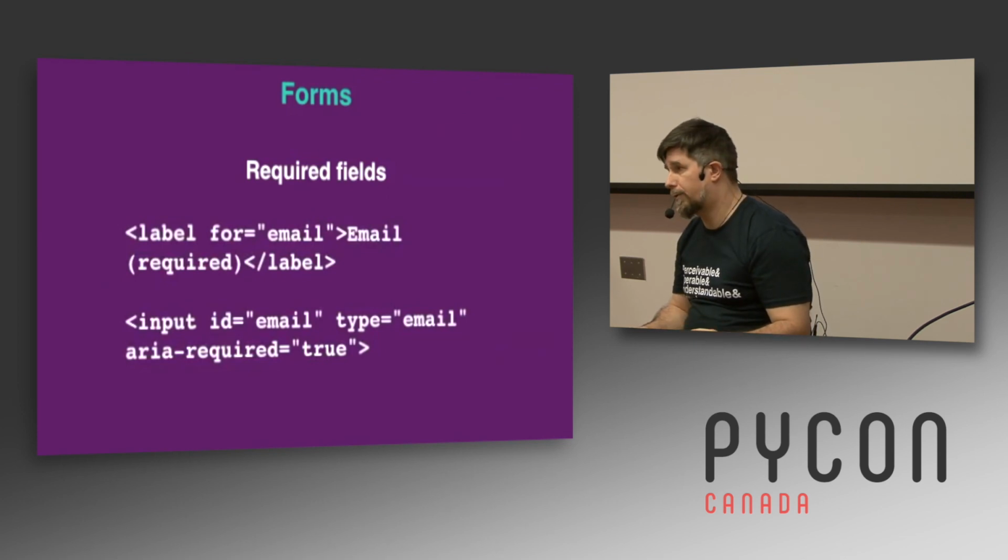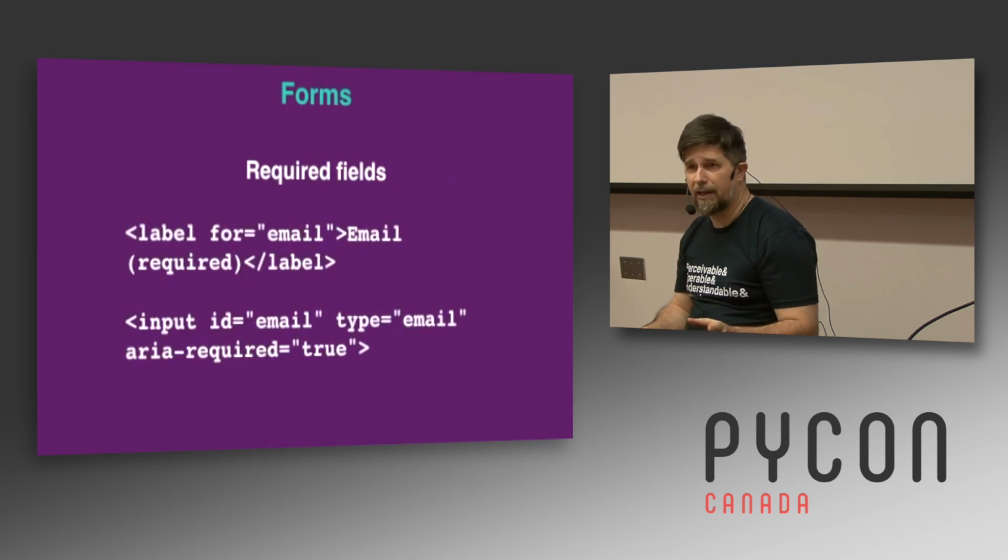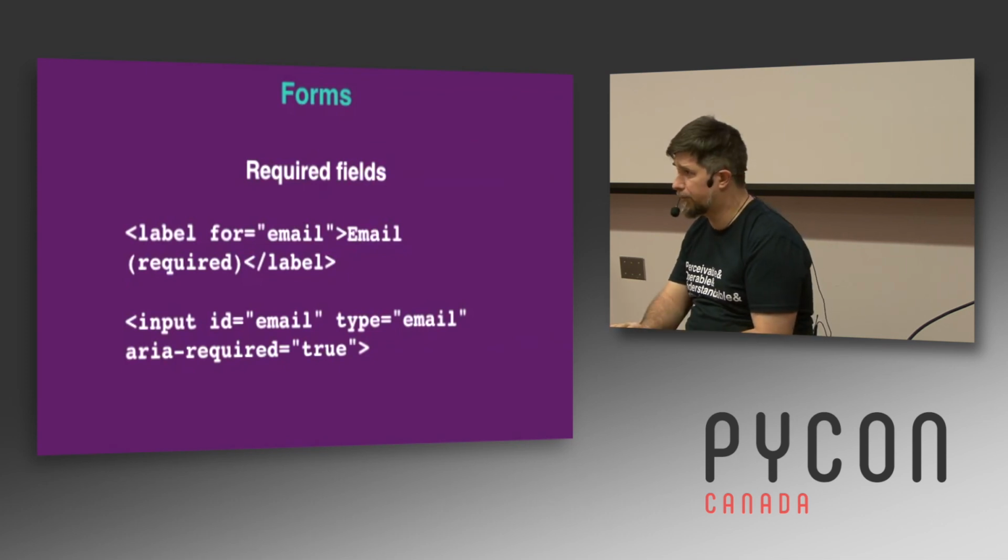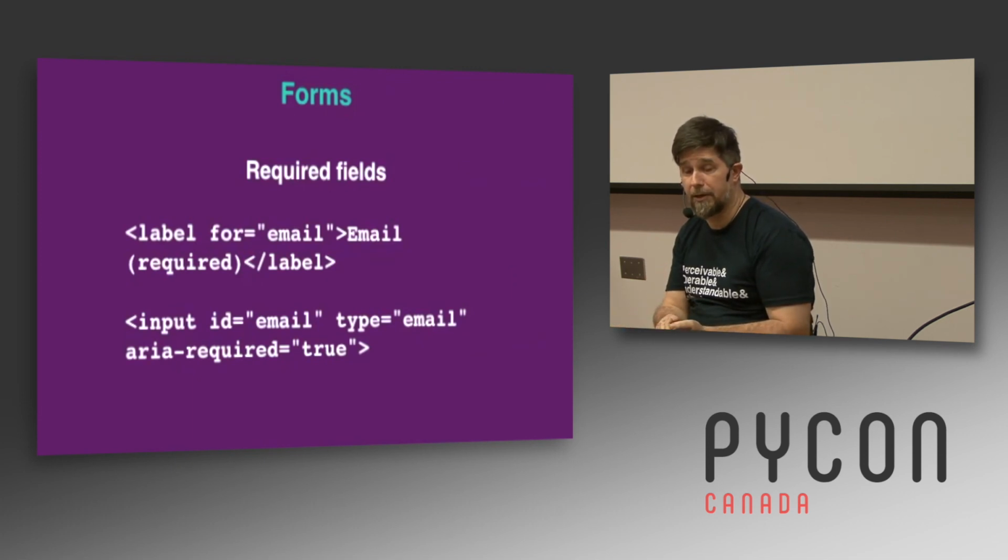Write the word required in the label. Now, your designer might say, hey Nick, it doesn't look good. I don't like that. That's okay. You can push back and say, yeah, but it helps people. It helps people who have vision impairments. It helps people who have cognitive impairments because it's actually quite clear that it's required.